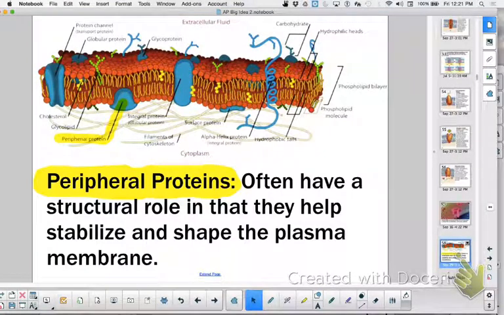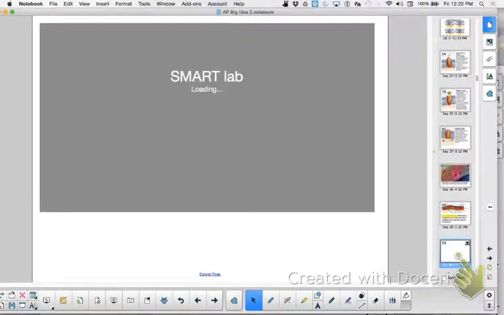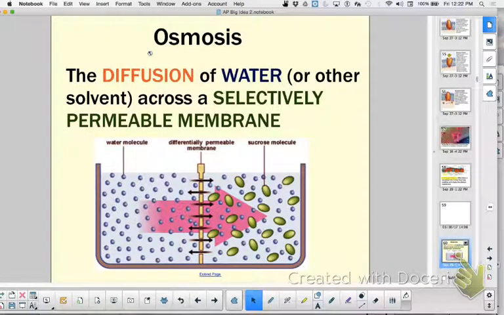If you're not a peripheral protein on the edge, what do you call the other one? Starts with an I. Integral, good. Okay, we'll skip that. Okay, osmosis.